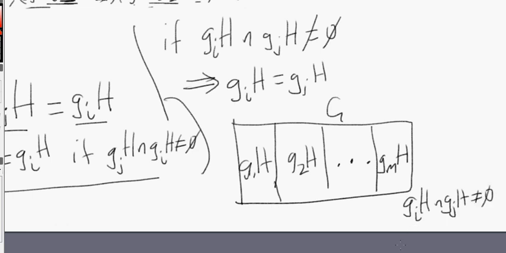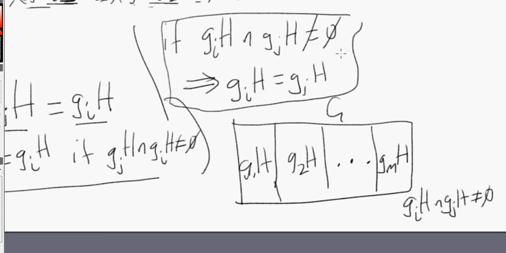So, given this information, that if any of these cosets have non-empty intersection, then it means that the cosets are the same, can you think of a way to modify this partition to give us a partition where none of the parts have an intersection in common? That is, can we modify this partition to come up with a partition that is pairwise disjoint?